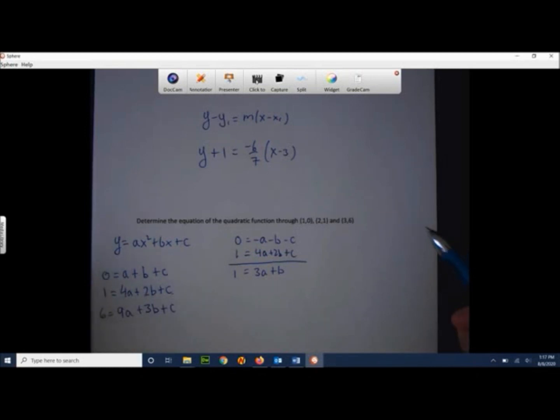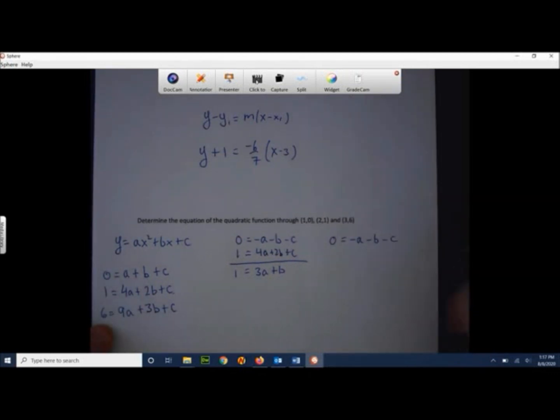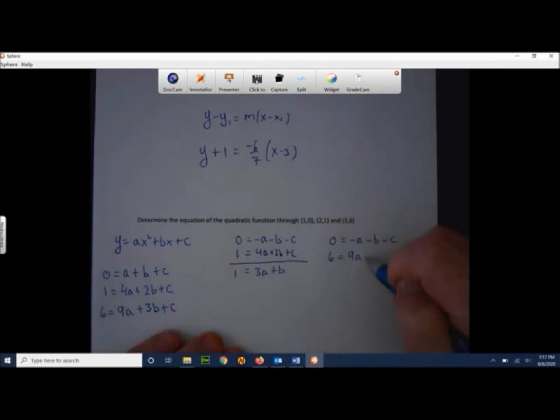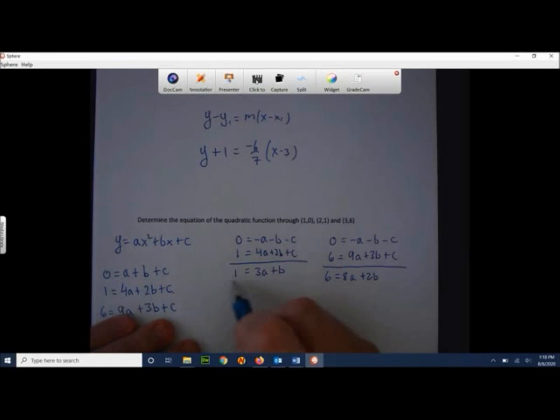And then I'm going to repeat. I'm going to multiply this equation by negative 1. 0 equals negative a minus b minus c, and add it to the last equation. 6 equals 9a plus 3b plus c. And that will get rid of the c's a second time. So 6 equals 8a plus 2b.